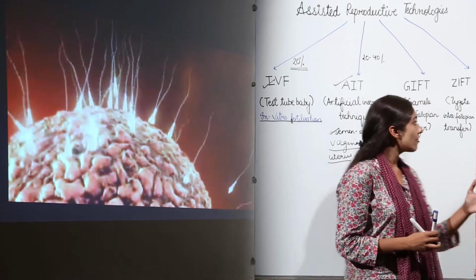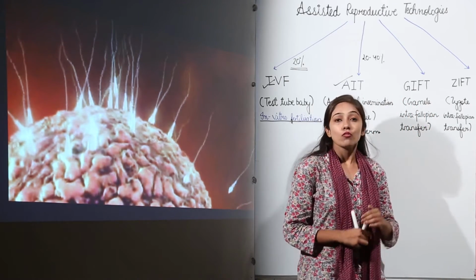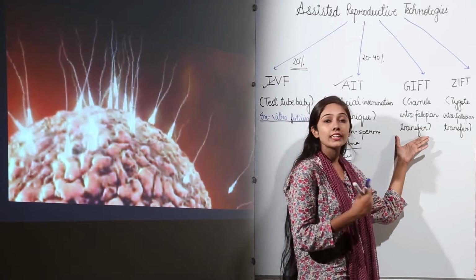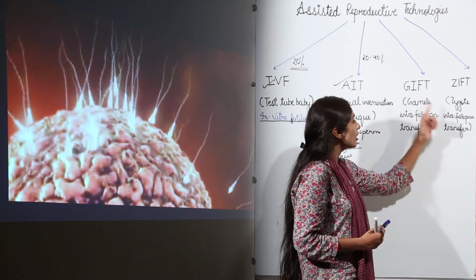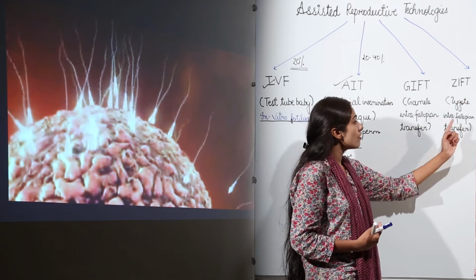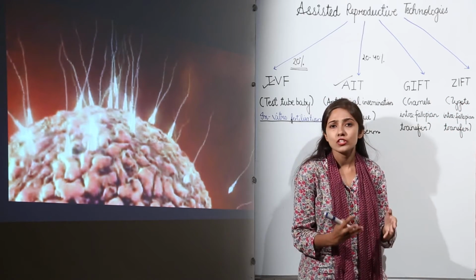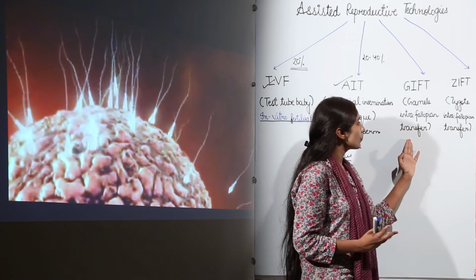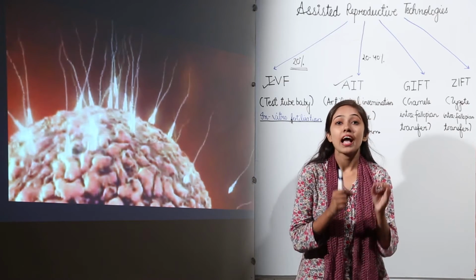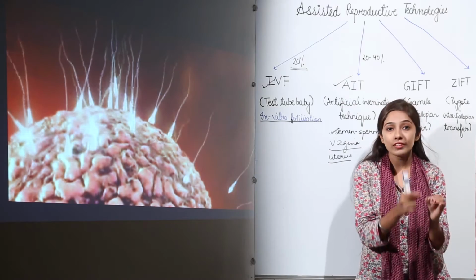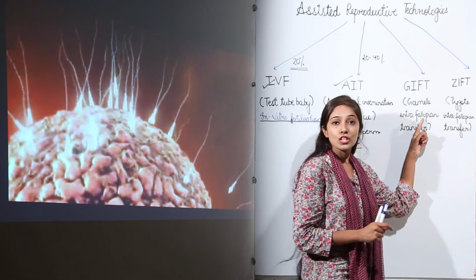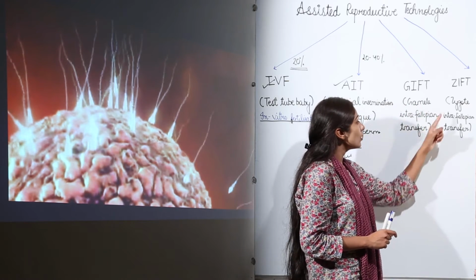Next technology we have is GIFT. What is GIFT? GIFT is gamete intra-fallopian transfer. And then we have ZIFT. ZIFT is zygote intra-fallopian transfer. As the name suggests, in gamete intra-fallopian transfer, the gametes, that is the sperms from the male and the ova or the egg from the female, are transferred into the fallopian tubes. So this is gamete intra-fallopian transfer.